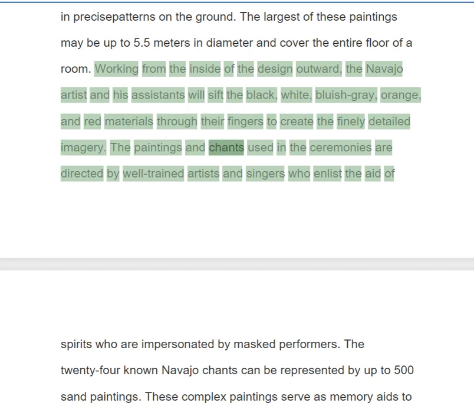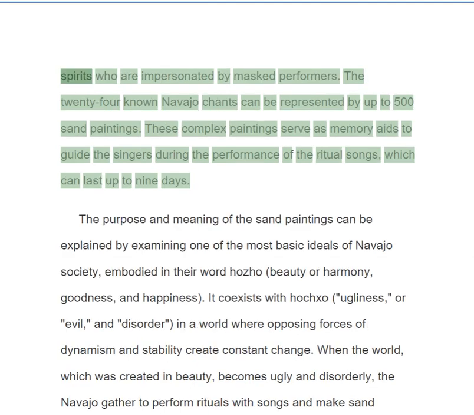The paintings and chants used in the ceremonies are directed by well-trained artists and singers who enlist the aid of spirits who are impersonated by masked performers. The 24 known Navajo chants can be represented by up to 500 sand paintings. These complex paintings serve as memory aids to guide the singers during the performance of the ritual songs, which can last up to 9 days.